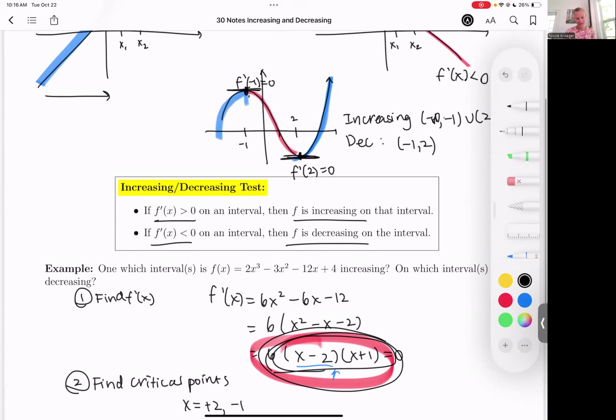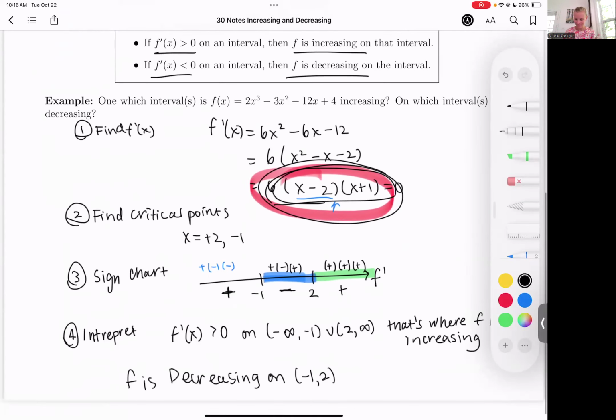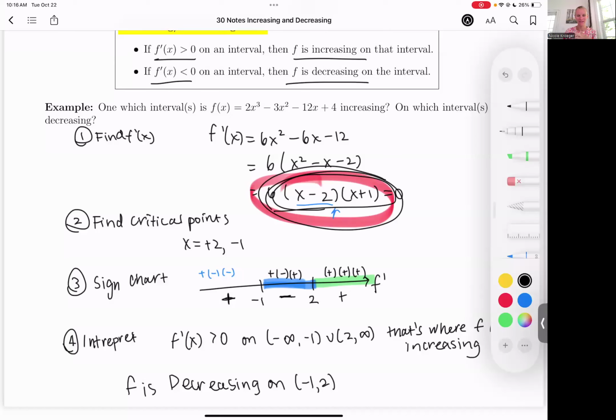Interestingly, I think I probably graphed above the function that we're working with here, and that was totally coincidental. -1 and 2 are not always our critical numbers. Okay, so we'll get lots of practice with this in class.